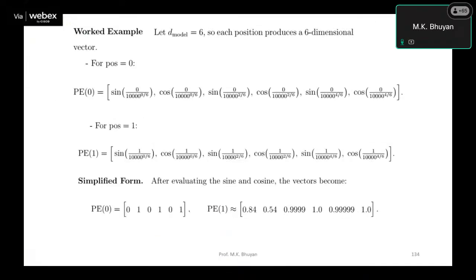So let the dimension be 6, and if I consider position equal to 0, the position vector P0 we can determine like this. And for position number 1, P1 also we can determine. Ultimately we get the vector PE0, that is 0, 1, 0, 1, 0, 1. And PE1 also we can determine, that is actually 0.84, 0.54, 0.999, 1, 0.9991. So this position vector we can determine.